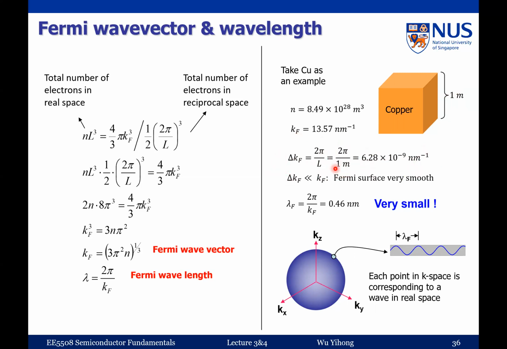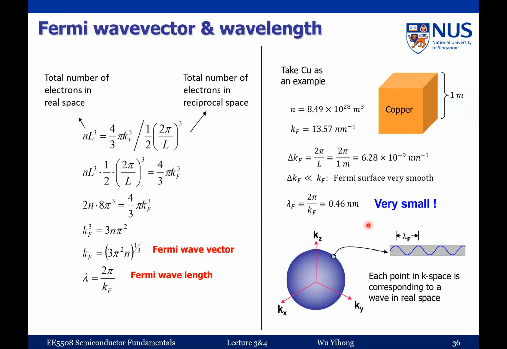So what does this mean? This means that the Fermi surface is extremely smooth. So that's why it's just like a sphere, right? Initially we used a large volume occupied by one electron in K space, which looks very rough, but actually it's not. It's very smooth. And what's the wavelength of an electron at the Fermi surface? You can see it is extremely small, right? It's 2 pi over Kf, and for copper, it's 0.46 nanometer. So basically it's 4.6 angstrom.